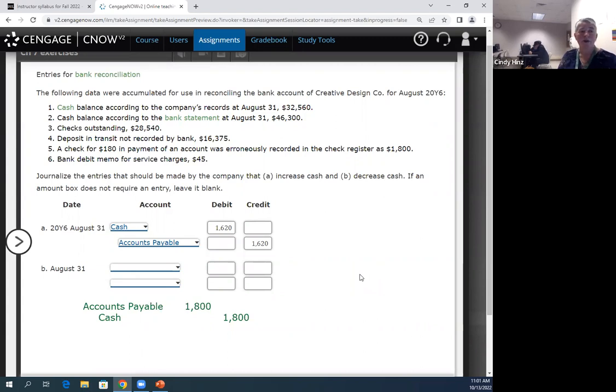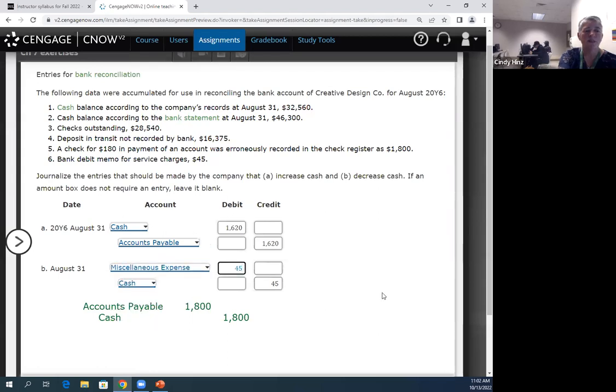The second entry, as we already know from the previous exercise, is to record that bank service charge. So we need to remove $45 from our cash account because the bank already took it out of our actual checking account. And we're going to record that as some kind of expense. So based on the choices we have here, that's going to go into miscellaneous. If we had a material amount of bank service charges, we would not want to lump that into miscellaneous. But if it's $45 a month, we don't need to have a whole separate account for that.